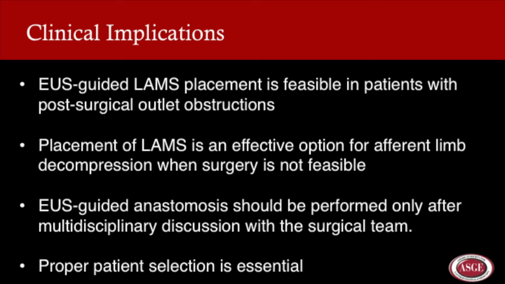EUS-guided lumen opposing metal stent placement is feasible in patients with post-surgical outlet obstructions. Placement of lumen opposing metal stents is an effective option for afferent limb decompression when surgery is not feasible. EUS-guided anastomosis should be performed only after multidisciplinary discussion with the surgical team. Proper patient selection is essential.